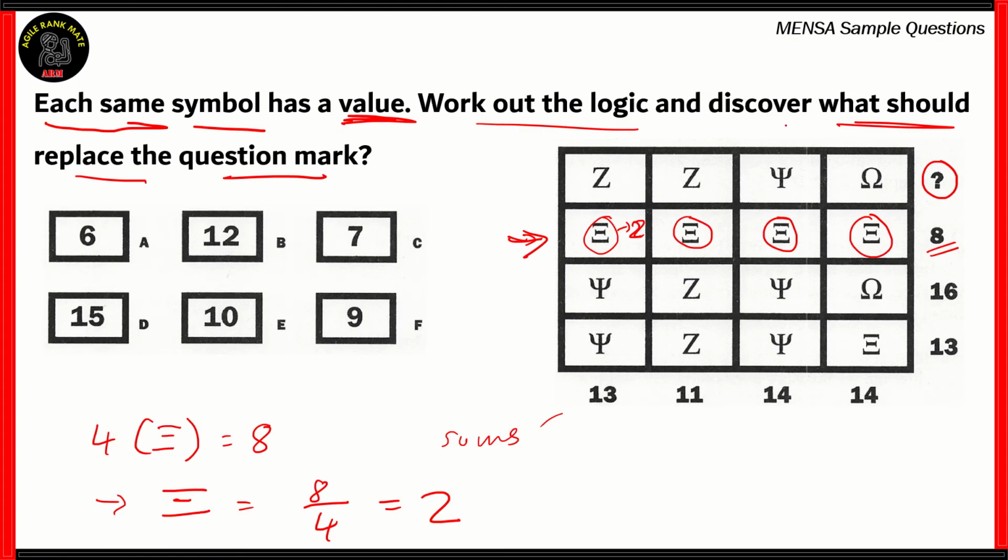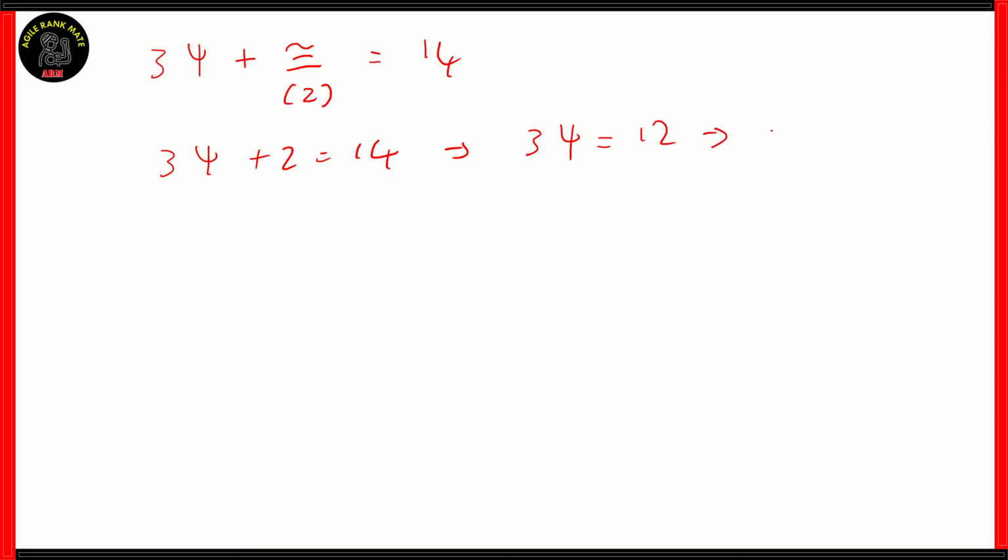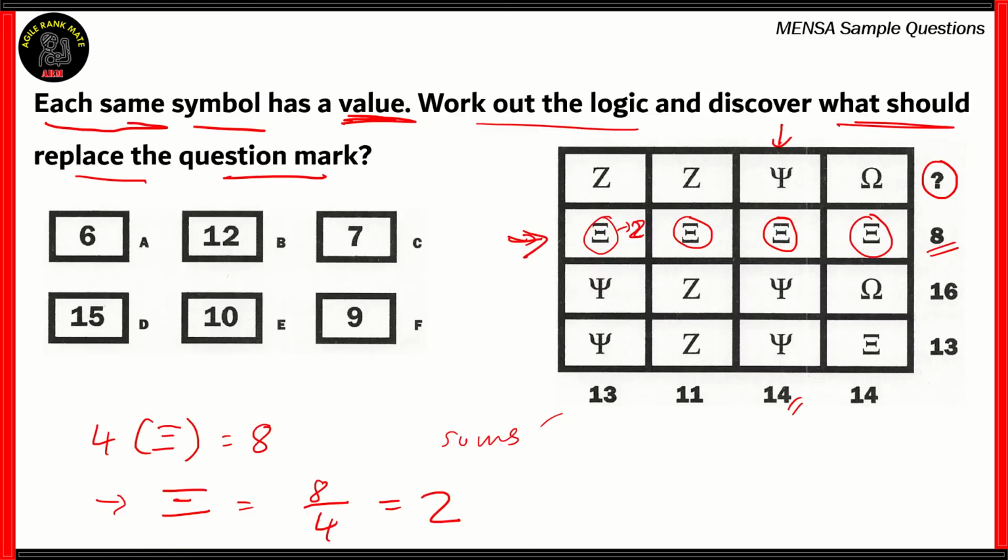Now, for example, when we look at the trident, when we look at column 3, we can see there are 3 tridents and 1 symbol with 3 lines. That gives us a total of 14. So basically 3 times trident plus that symbol gives you 14. Now we know the value of this symbol as 2. So it's basically 3 times trident plus 2 gives you 14, which means 3 times trident is 14 minus 2, that's 12, which means the value of the trident is 12 over 3, which is equal to 4. Now we know the value of the trident. It's 4.